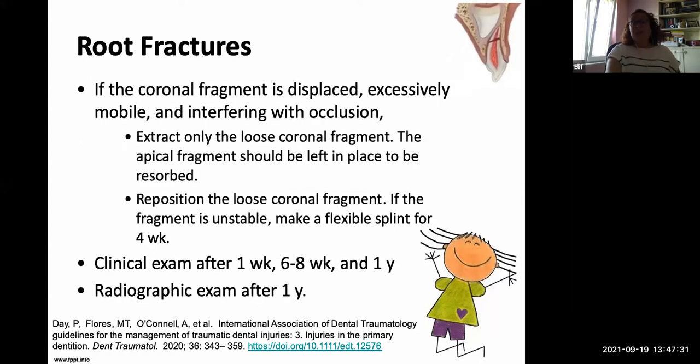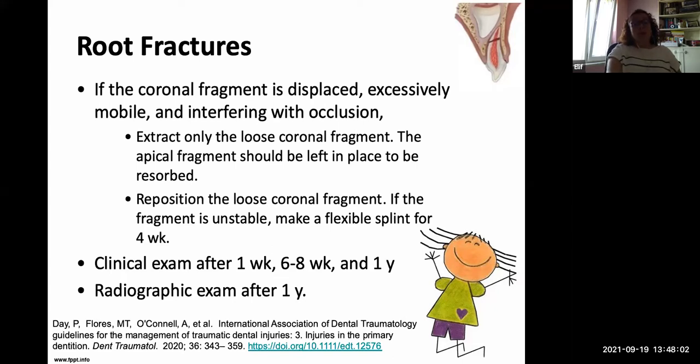But if the coronal fragment is displaced and excessively mobile and interfering with occlusion, we have two options. We can extract only the loose coronal fragment, and the apical fragment can be left in place to be resorbed. Or reposition the loose coronal fragment, and if the fragment is unstable, we can make a flexible splint for 4 weeks.